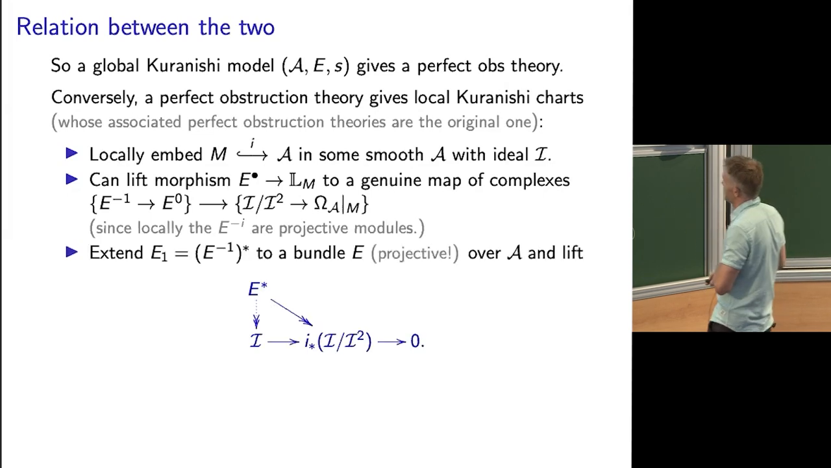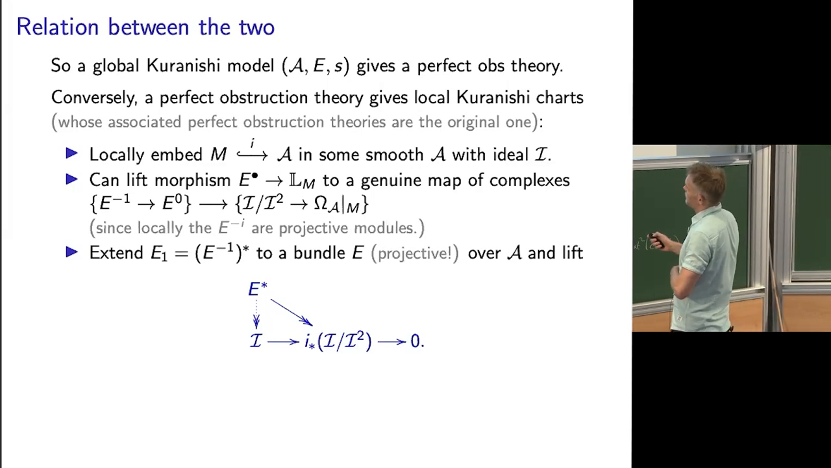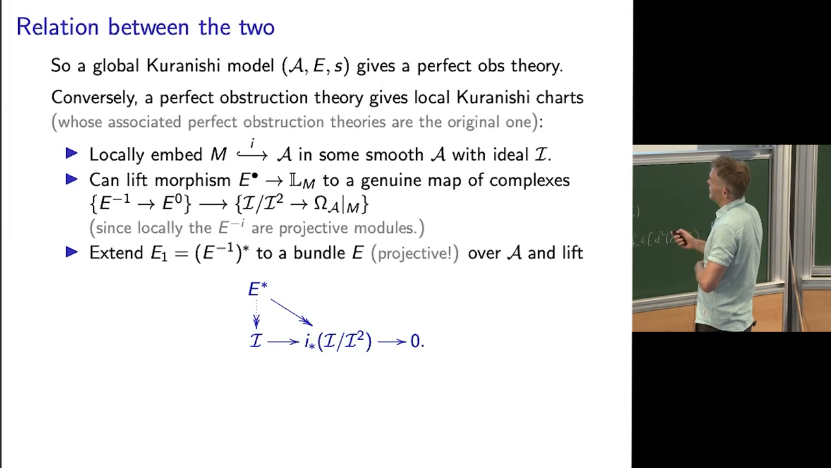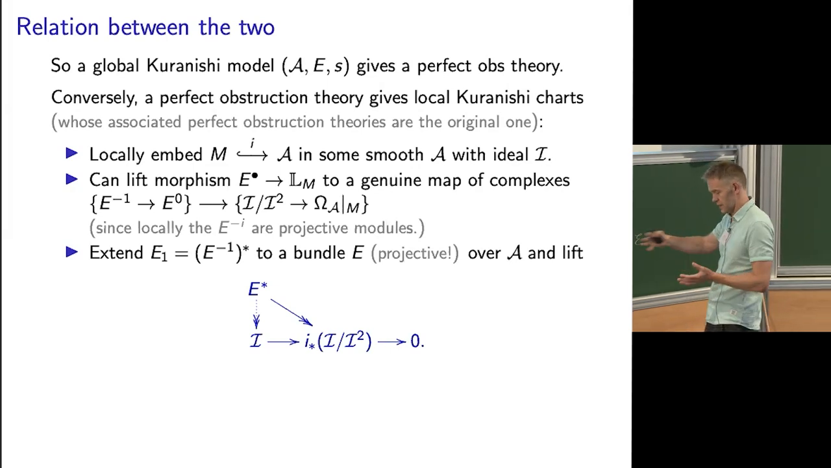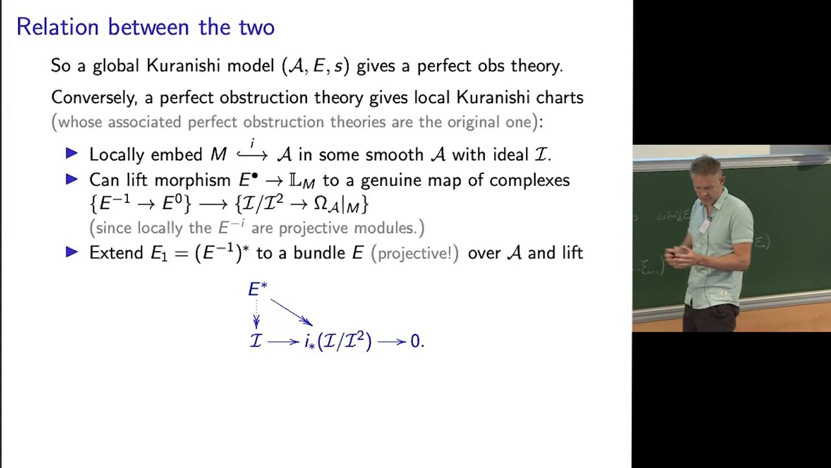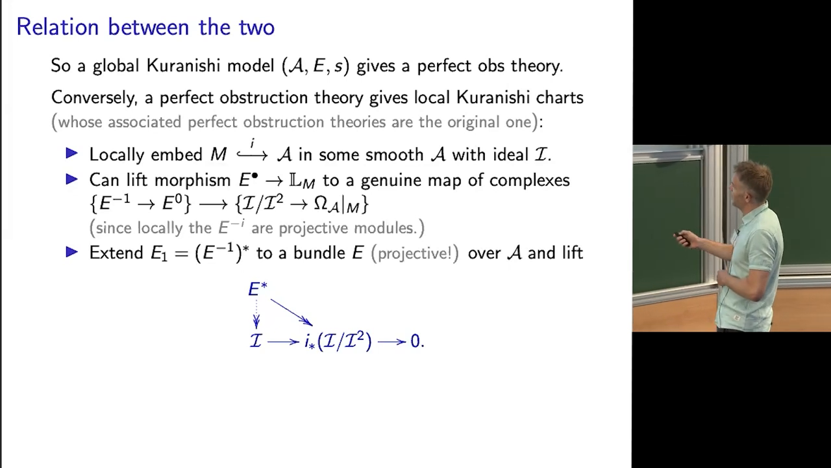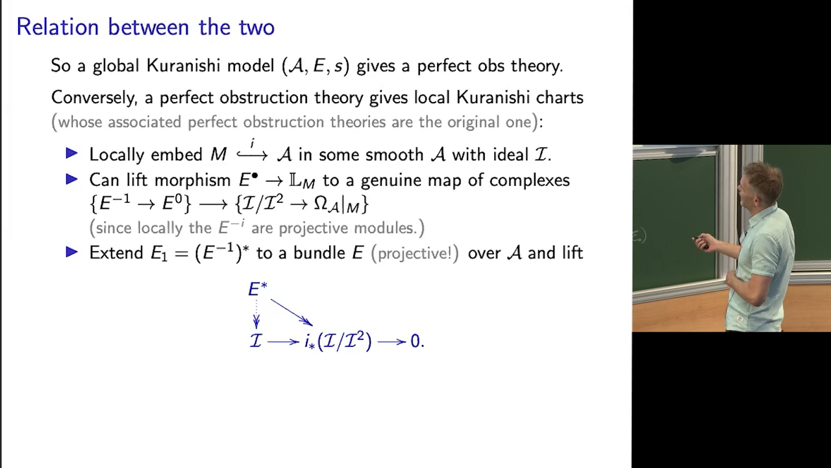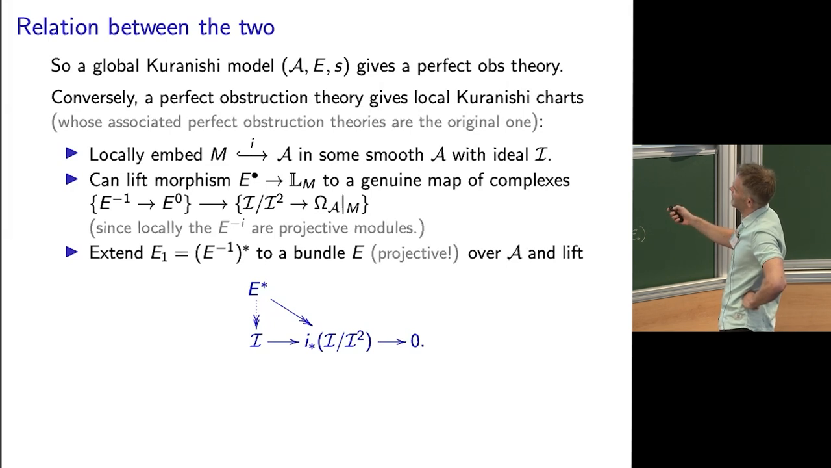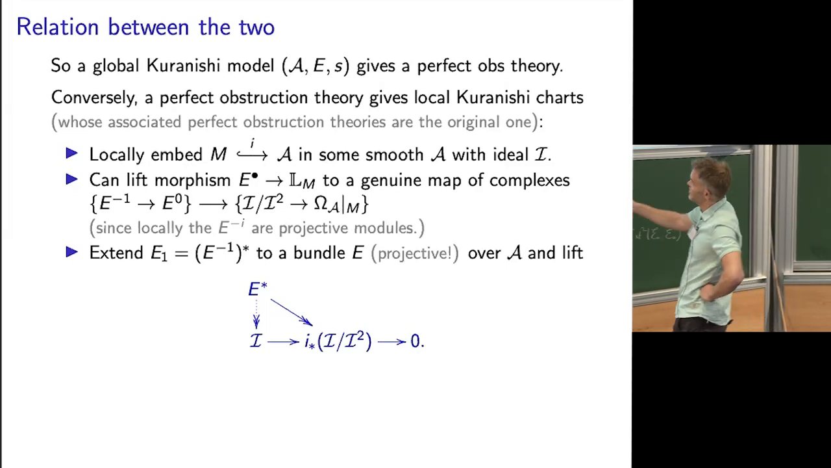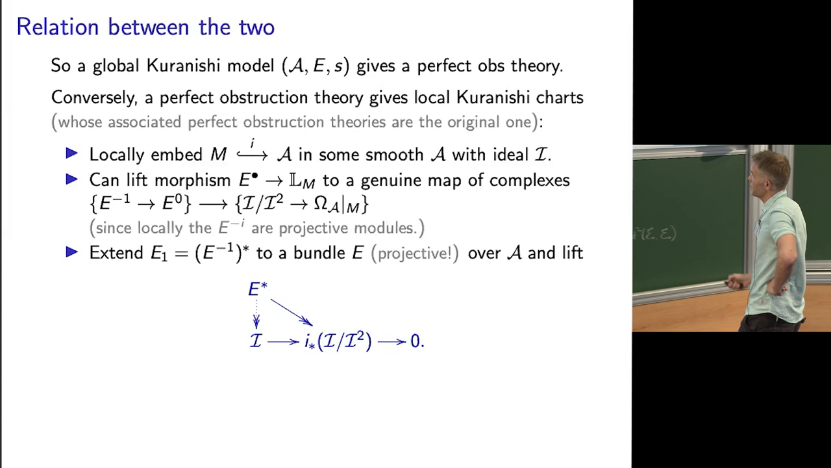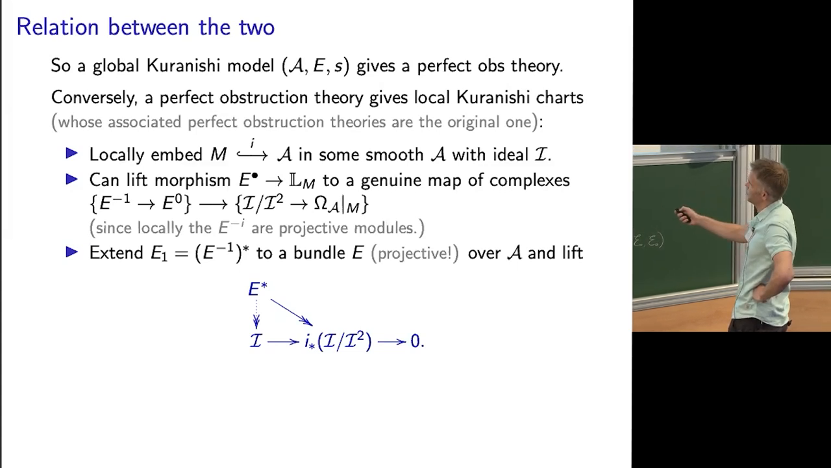And now I can extend my bundle E1 locally over A, because I'm just working Zariski locally. My bundle on M always extends to A, locally. And then I can lift my map here. I missed something out. I can assume that the map from E minus 1 to I mod I squared is a surjection, because I could just add a trivial piece onto E minus 1 and the same trivial piece onto E 0, and it wouldn't change this complex up to quasi-isomorphism. So anyway, I can assume this diagonal map is a surjection without loss of generality.